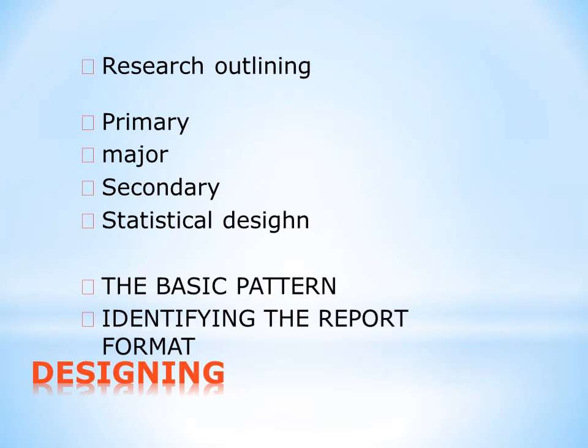The next step is designing. Design the research outlines. What are your primary objectives? What are your major objectives? What are the secondary outlines? How will you apply the statistical design? How will you adopt the basic pattern, or follow the basic pattern of some scientist, or maybe you will need a design which you have to change according to your experiment by referencing that scientist.